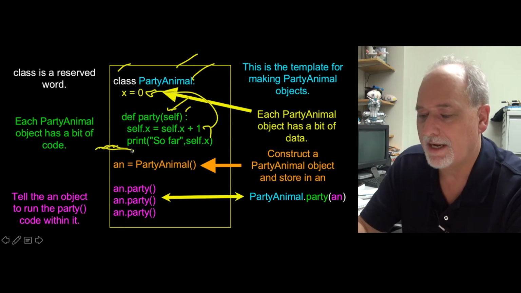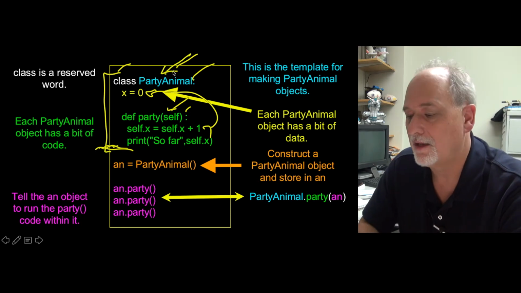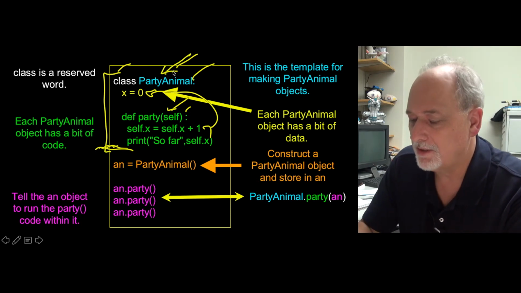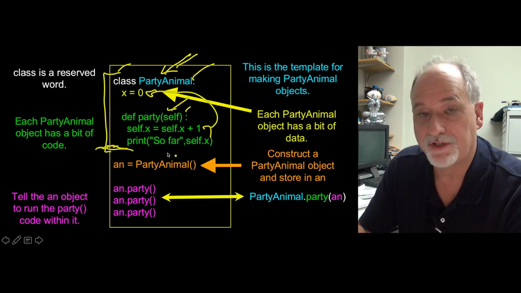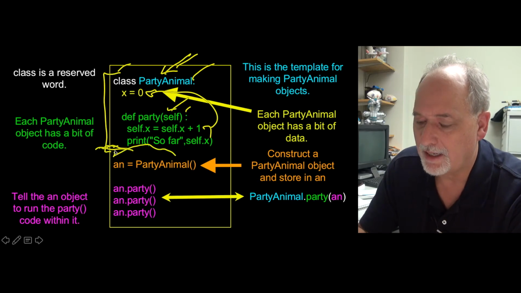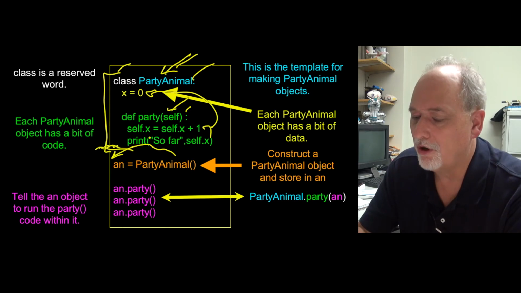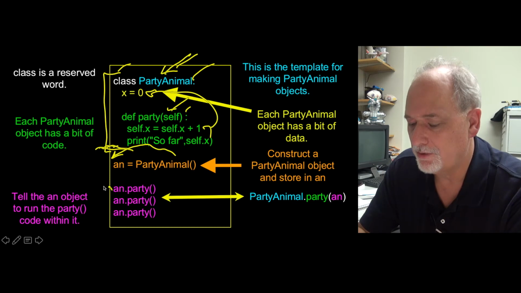So this is not actually executing any code. It's sort of remembering the template, defining the class party animal. This is what we call constructing. We're constructing using the party animal template or class. We are making a party animal, and then once we make that, we stick it in the variable an, and then we're going to call this party method 3 times, 1, 2, 3.